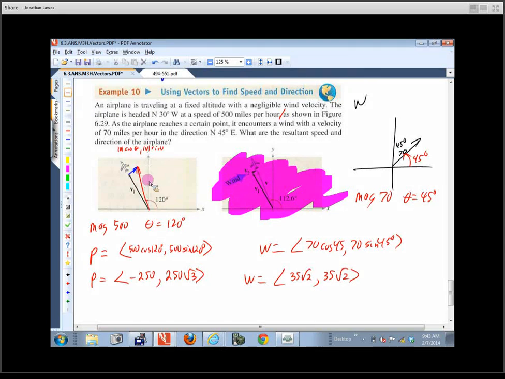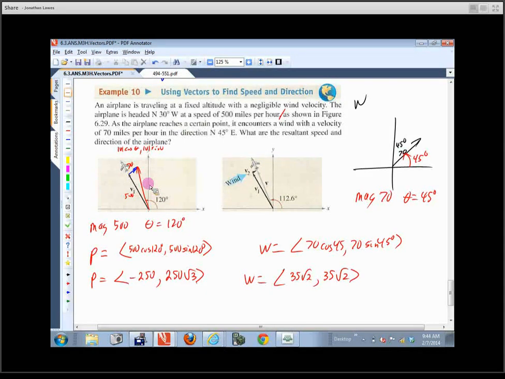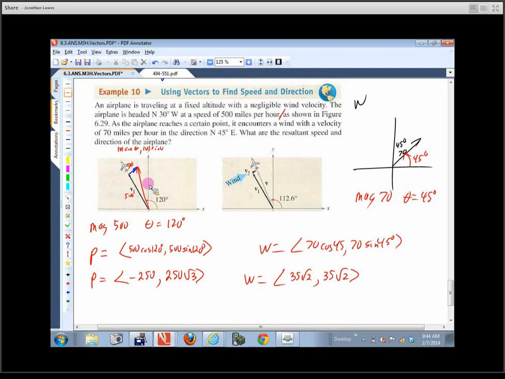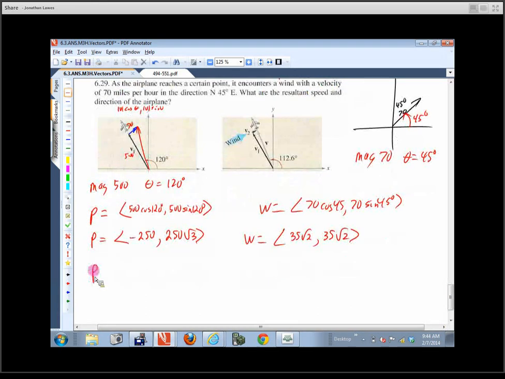It gets blown off course, which is what we're after right here. Okay, so that's where this picture comes from. This is 500. This is 70. What we're interested in figuring out is, all right, you got blown off course. Did that speed you up or slow you down? How did the wind affect your speed, your ground speed? And you're not going to be heading at 120 anymore. You're going to be heading somewhere else. Okay? So here's what we're going to do. Let's take the plane and add the wind and see what we get.